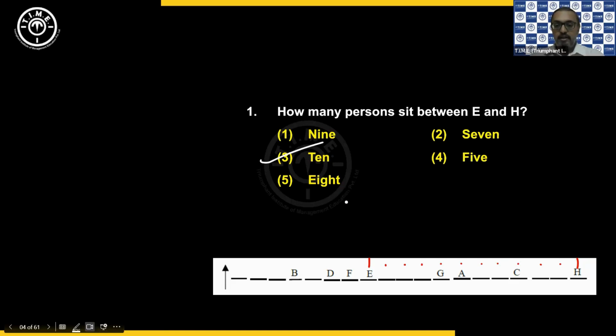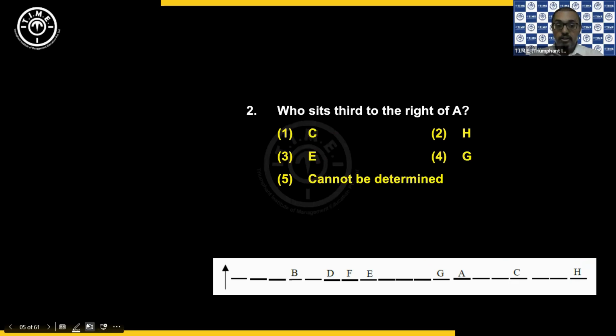Right. Then who sits third to the right of A? Now A is here. We know it is north facing. Right means our right side. So third to the right: first, second, third to the right you have is C. And C is available in the first option.